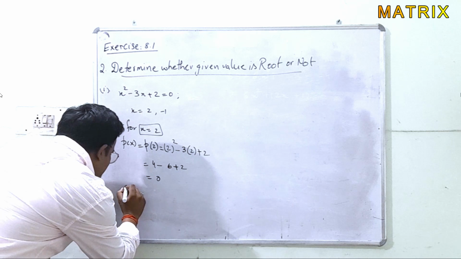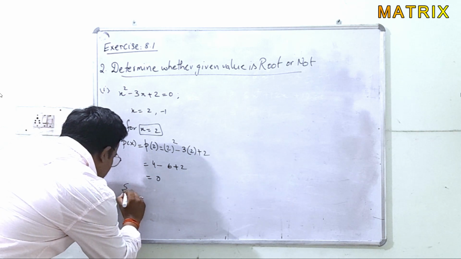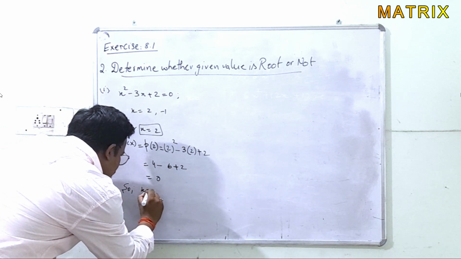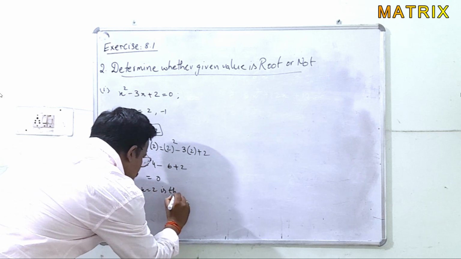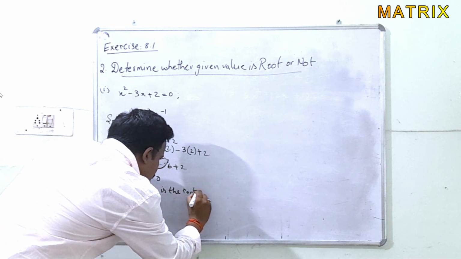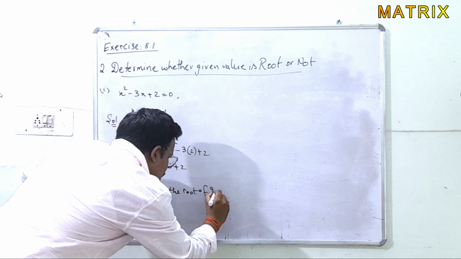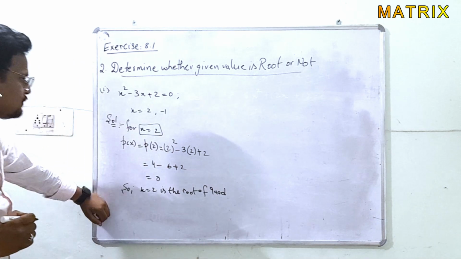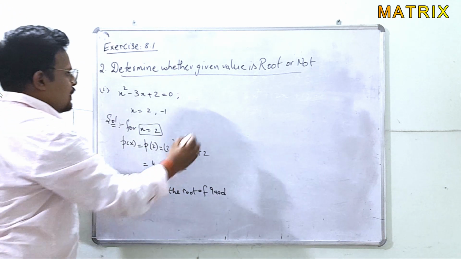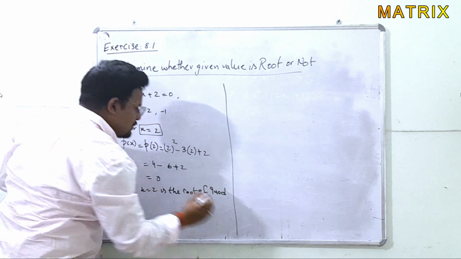So x is equal to 2 is the root of the quadratic equation. Clear? Let's see one more example.